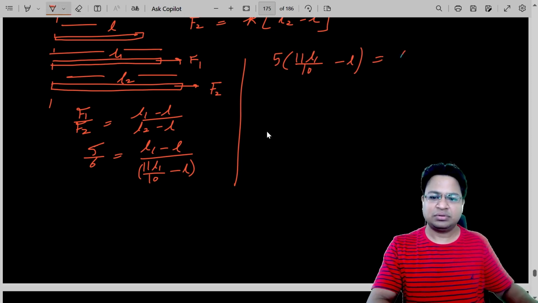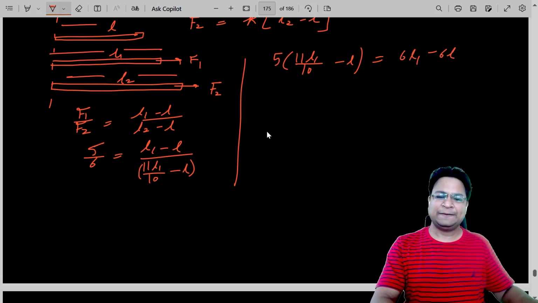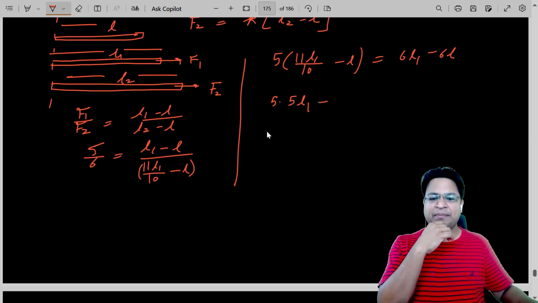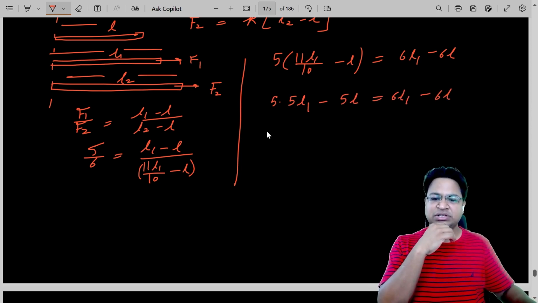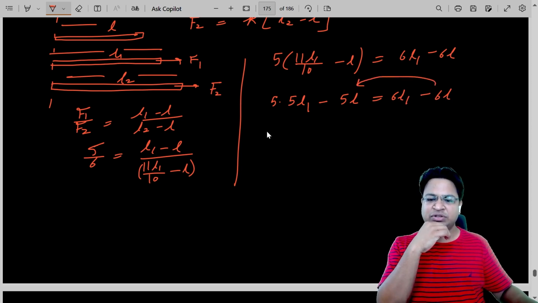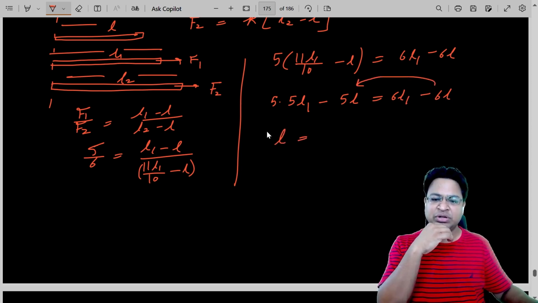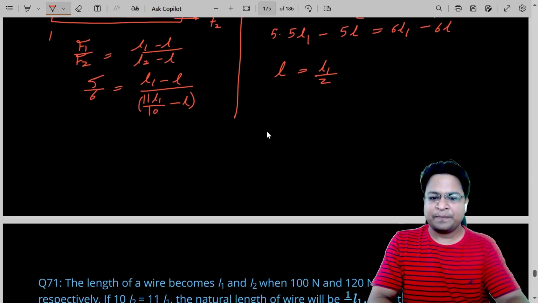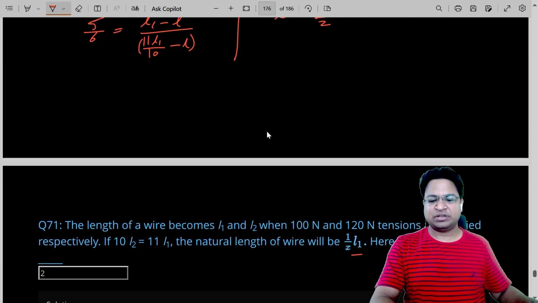6L1 minus 6L. So this becomes 5.5 L1 minus 5L is equal to 6L1 minus 6L. Or we can bring this 6L to the other side, so it becomes L is equal to L1 by 2. You can solve it. This is what we're getting. So the value of X here is 2.